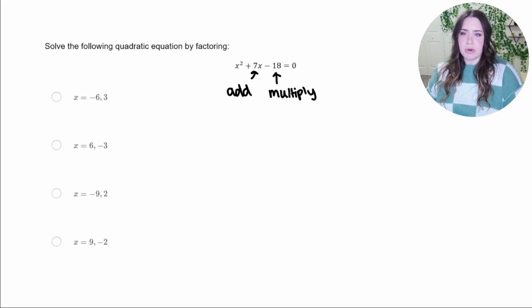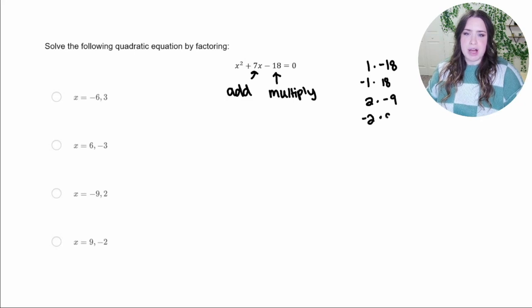So I think it's important to focus on the multiplying first. So I want to think of numbers that multiply to negative 18. So I could do 1 times negative 18, or the negative 1 times positive 18. But if I look at what those add to, those are going to either add to 17 or negative 17, which is not 7. So if I think of other numbers that multiply to 18, I could do 2 times negative 9 or negative 2 times positive 9.